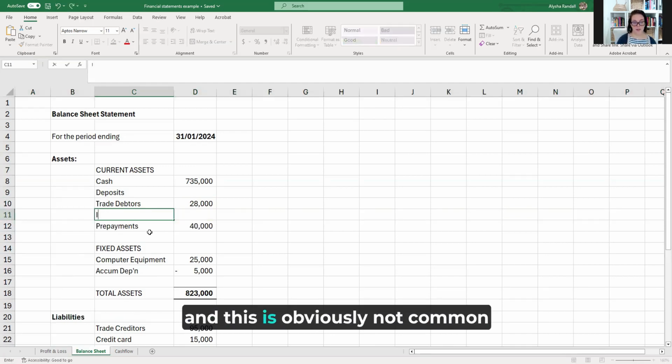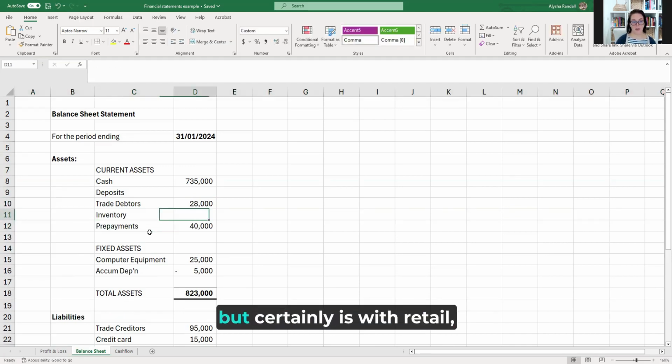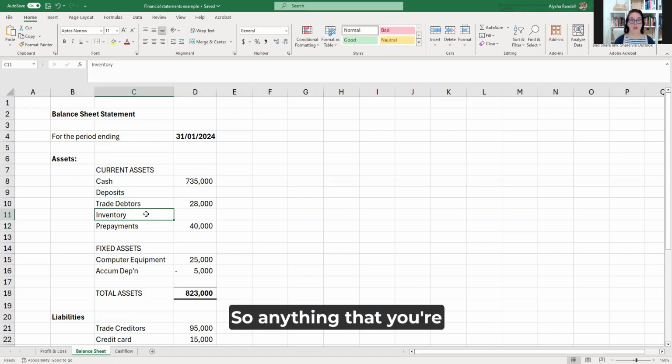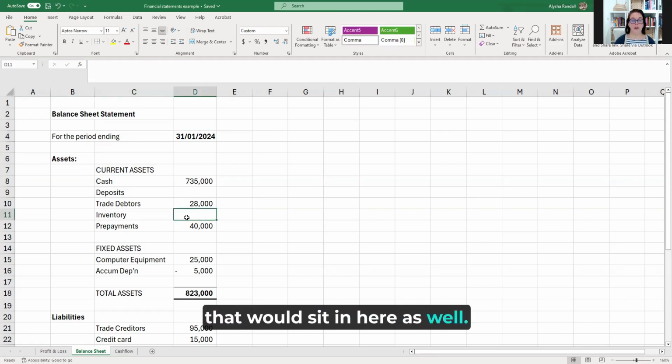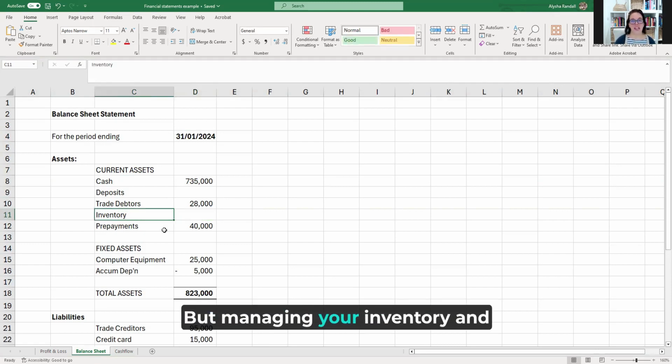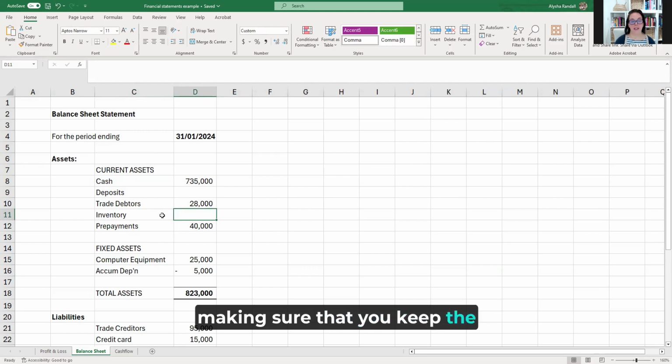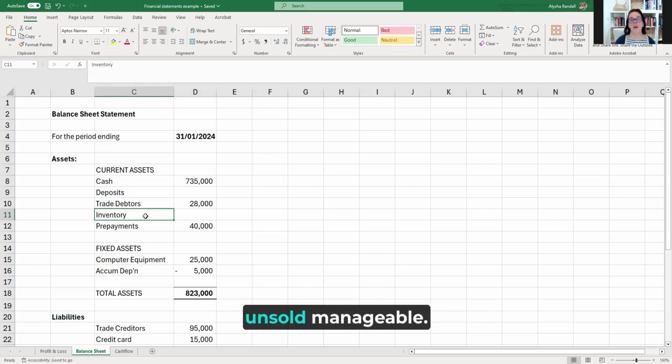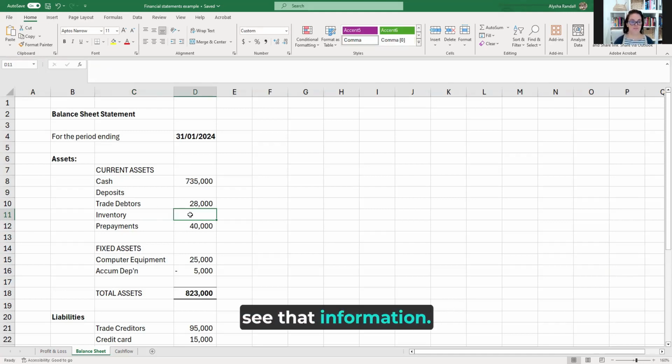Another very common one, and this is obviously not common with tech businesses, but certainly is with retail, is inventory. So anything that you're purchasing that is sitting in your warehouse or sitting in your 3PL that hasn't been sold yet as of this date would sit in here as well. And inventory management, I mean, that's a whole other video. But managing your inventory and making sure that you keep the size of goods that are unsold manageable. I'm sure if you're a founder looking after a retail business or a wholesale business, you are well aware of that. But this is where you can see that information.